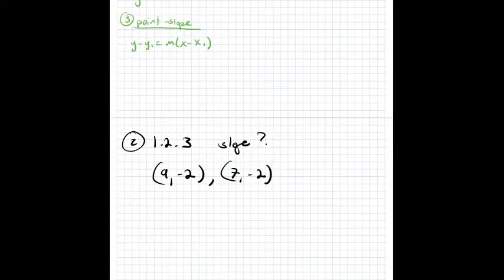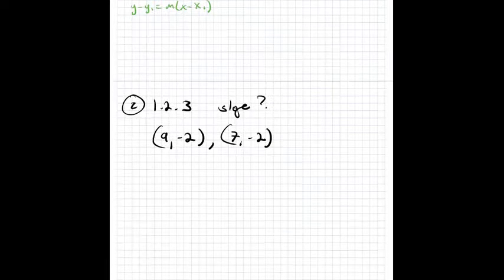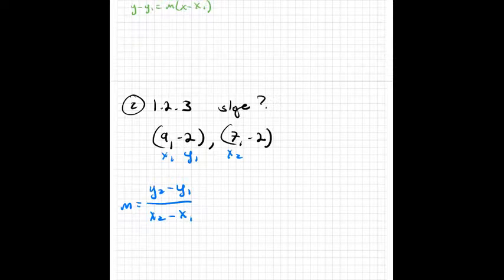Again, every time we use a formula, my recommendation is to write it down. So we're using the slope formula, y2 minus y1 over x2 minus x1. That's our slope. I also like to automatically label these points. So then we have x1, y1, x2, y2, right? So we're going to do our substitutions.